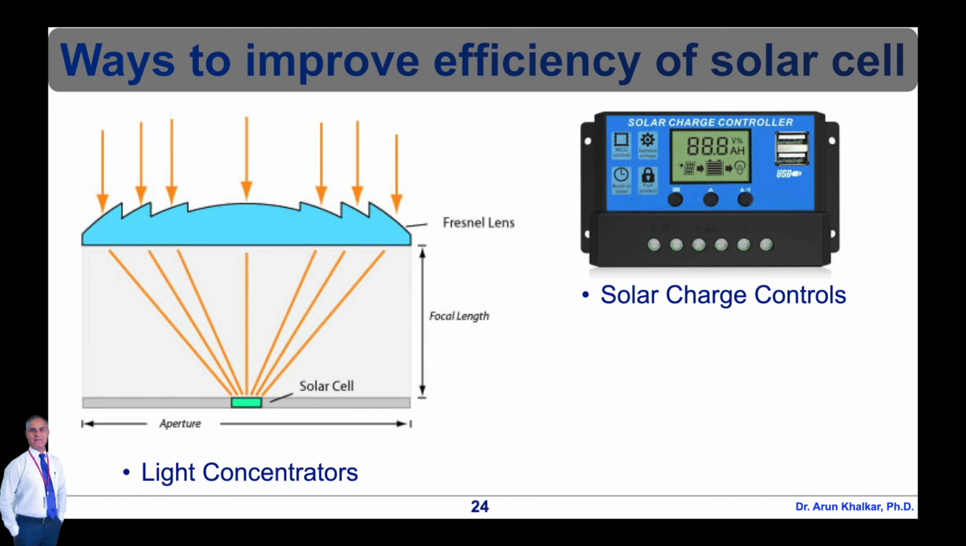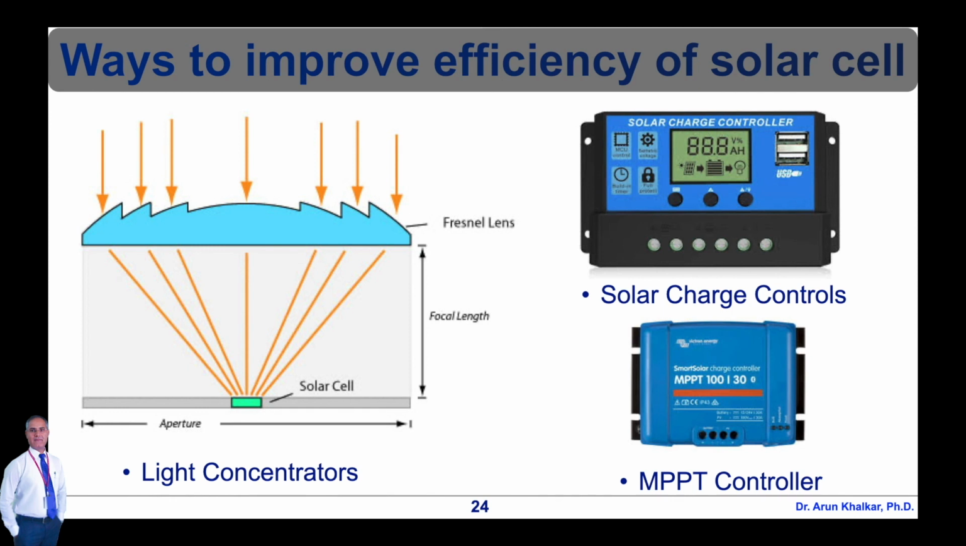Next is solar charge controls. Since the solar panel may not have the correct voltage to charge a battery, it must be controlled via a solar charge controller to prevent battery overcharge. The excess power needs to be dissipated using a heat sink. Next is the MPPT controller. MPPT stands for maximum power point tracking. An MPPT controller does not turn the excess power into heat, but turns it into additional charge current. The controller senses both input voltage and current and then adjusts output to maximize power transfer. So these are the several ways to improve the efficiency of the solar cell.